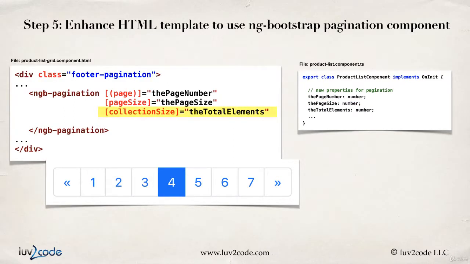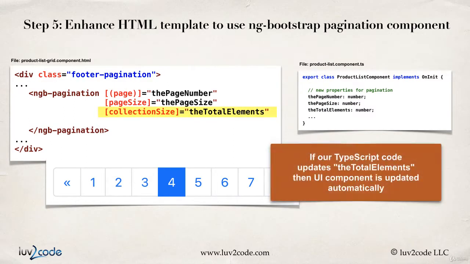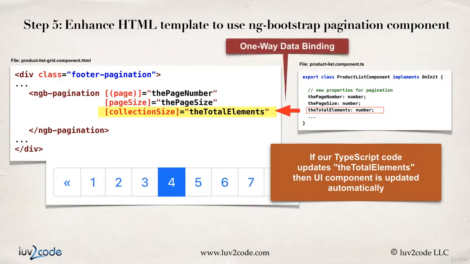Alrighty, looking at collection size. So if our TypeScript code updates the total elements, then the UI component is updated automatically. So again, this will determine how this actual pagination control is displayed based on the collection size or how many items are out there. And again, this is an example here of one-way data binding.